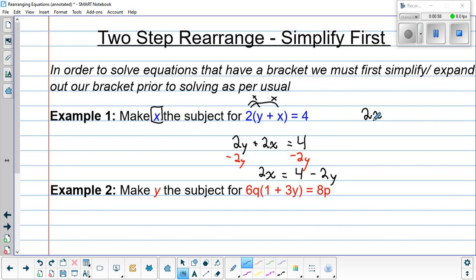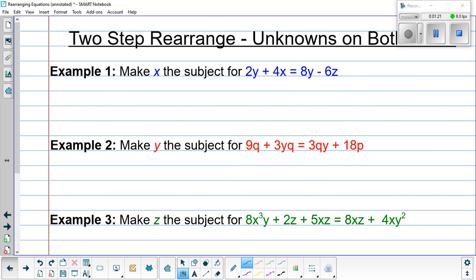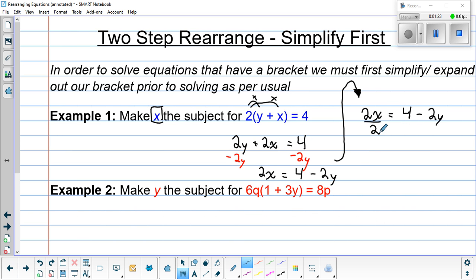I'm going to write this just up here because I've run out of room. If you ever have to do that, make sure you rewrite whatever you had on your last line, and that way your reader knows I kind of went over it. So here, we have to divide by 2, so we divide our other side by 2. And then you can write x equals, well, 4 divided by 2 is 2, 2 divided by 2 is 1, so 2 minus y.